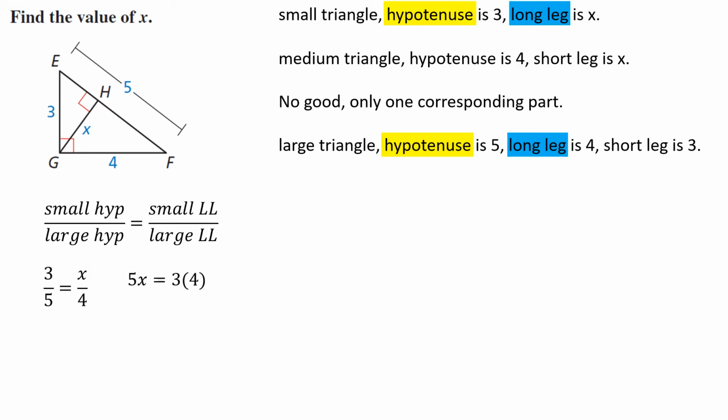cross multiply, and divide, and I get 2.4. Now, normally I would leave it as a fraction, but with this lesson, I've just been converting to decimals.